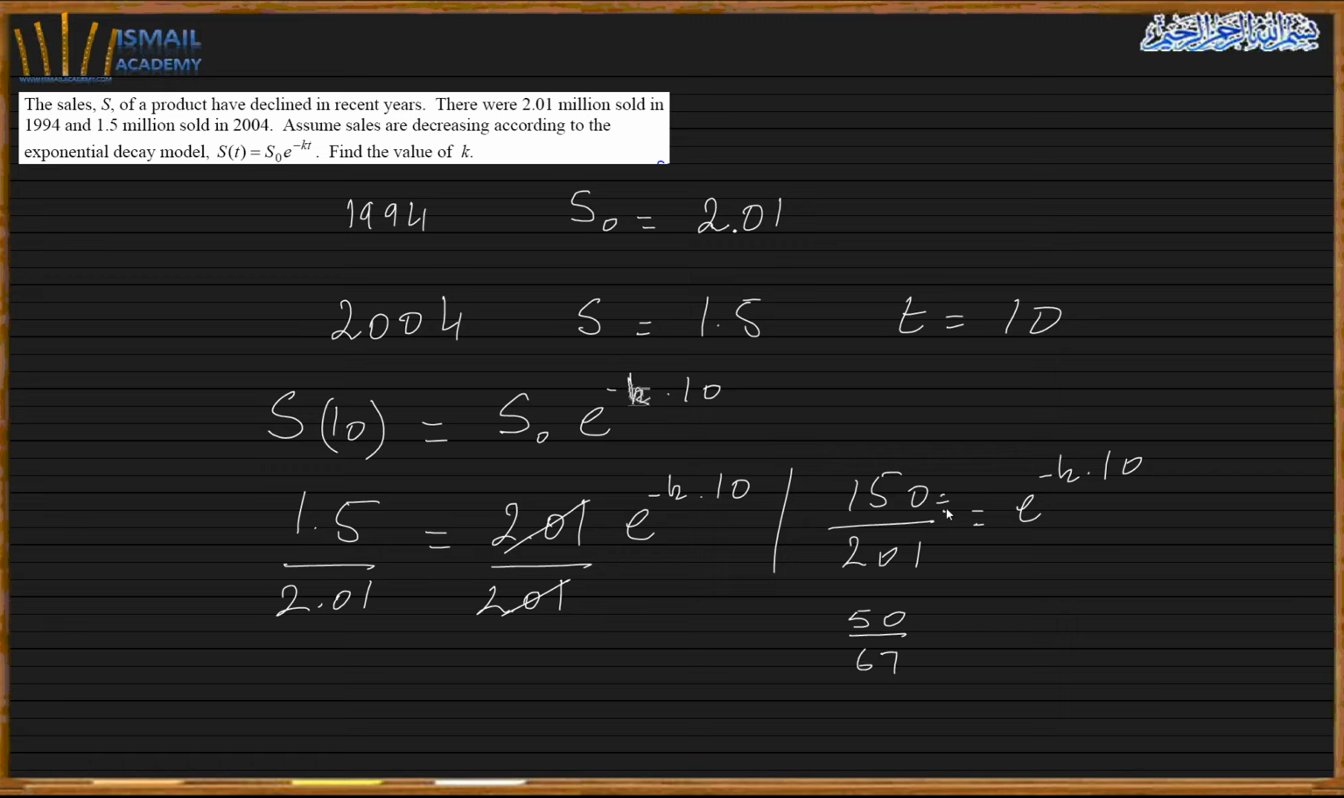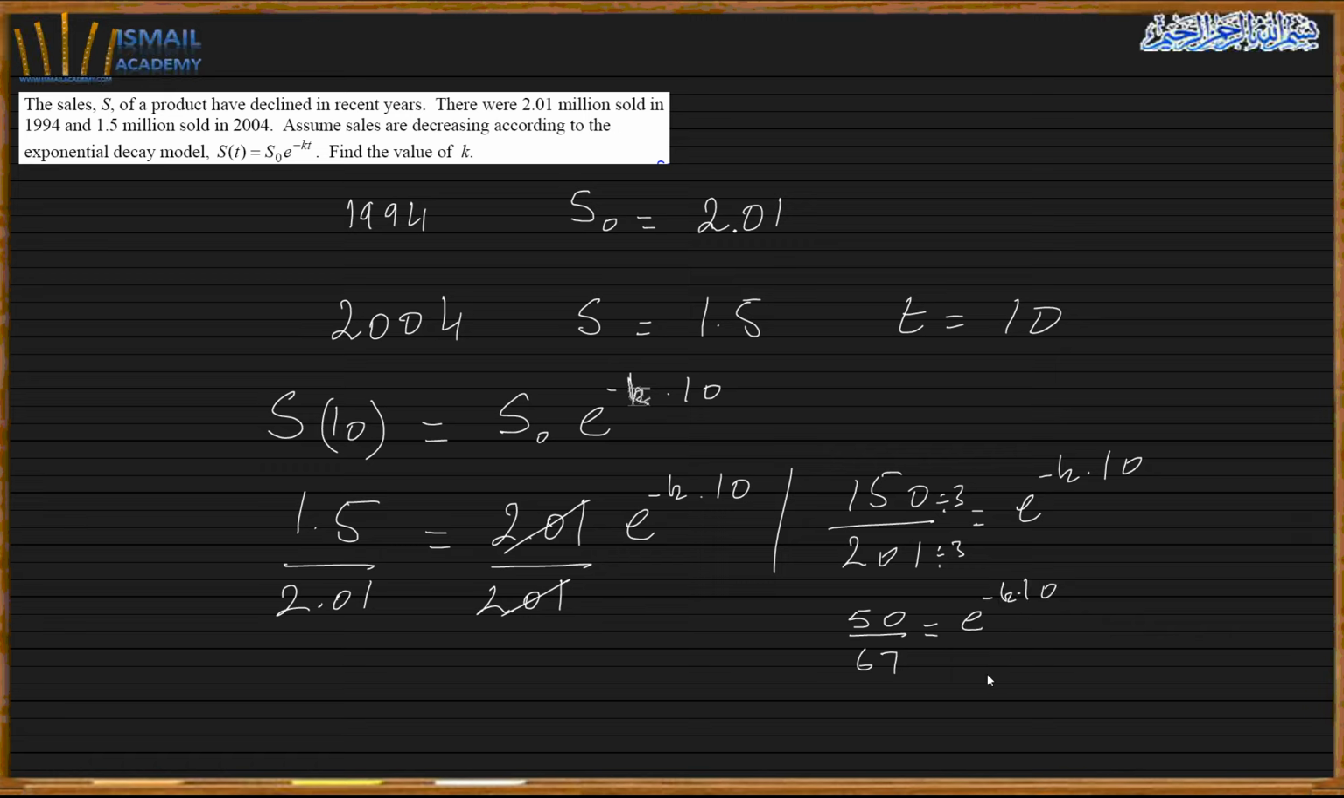Divide by 3 here, divide by 3 here. Just add the digits, so it's going to be 6, and 6 divided by 3. Here 3 divided by 3, that's when both of them are divisible by 3. So this is 6th grade stuff, okay? So 50 over 67 equals e to the minus k times 10.